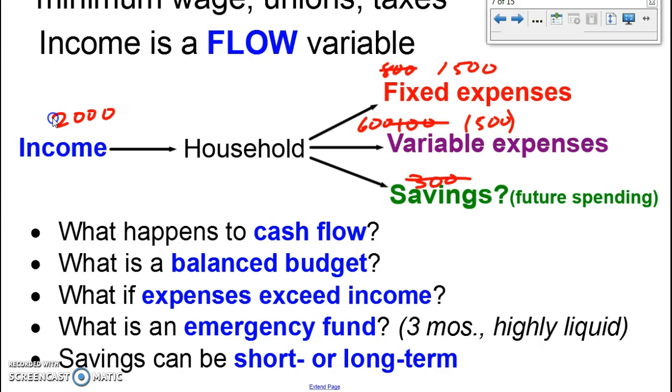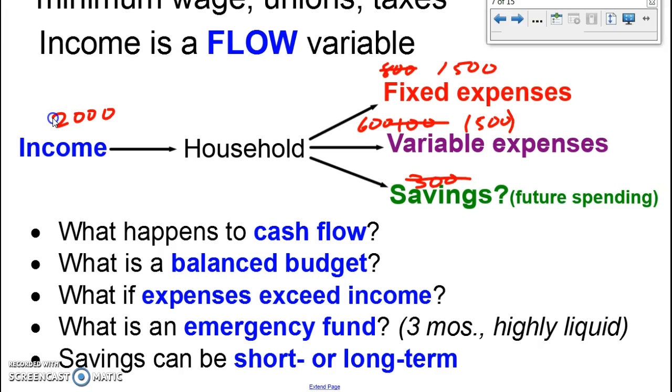An emergency fund, personal finance advisors suggest having at least 3 months worth of your expenses in savings in a form that's highly liquid. So if you lost your job, you'd be able to pay for all of your fixed and variable expenses before you got a new job, and you wouldn't have to do things like sell your house or sell your wedding rings.